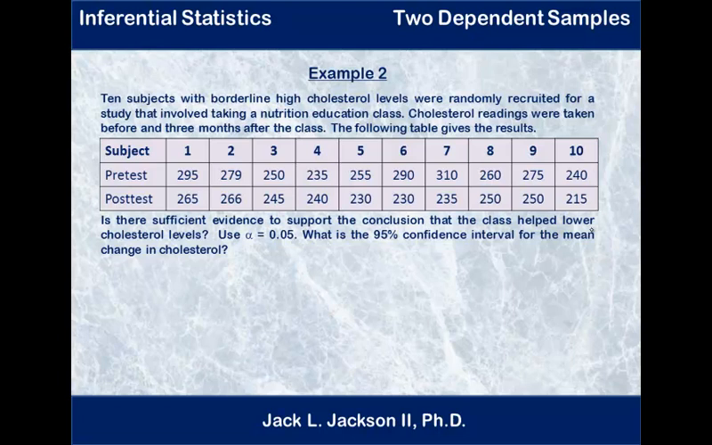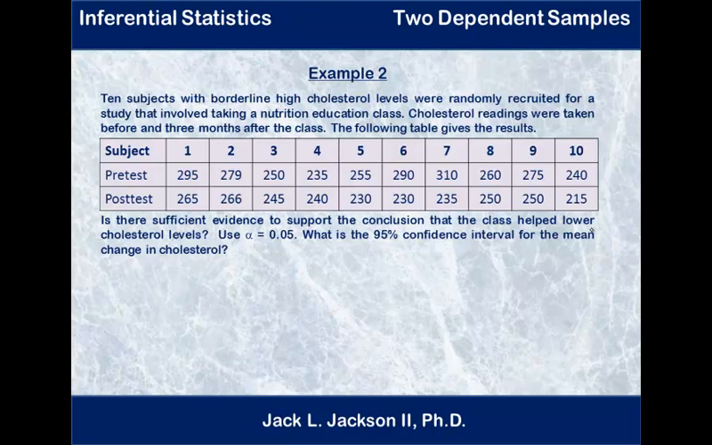Now notice, just pre-test and post-test data by itself doesn't make it dependent, but the fact that these are the same subjects means this is definitely dependent. So we'd expect subject 1 to have a pre-test and post-test that are kind of similar, but it might be very different than subject, say, 7. But of course, if this class is working, what we hope is that all of the people are going to go down, or at least most of them, or on average, they're going to go down. So we want to determine if this data that we have here is sufficient evidence to support the conclusion that the class helped lower cholesterol levels.